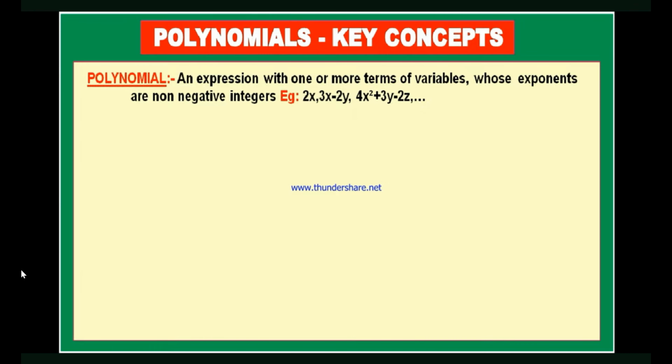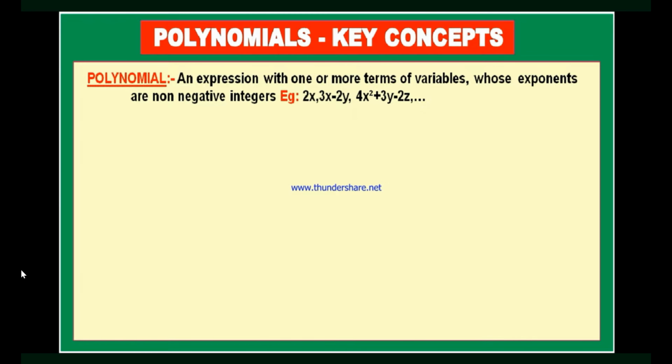3x power minus 2 means 3 by x square. Here, in any fraction, if the variable is in the place of the denominator, then the exponent of that variable is a negative number, which is not a non-negative integer.